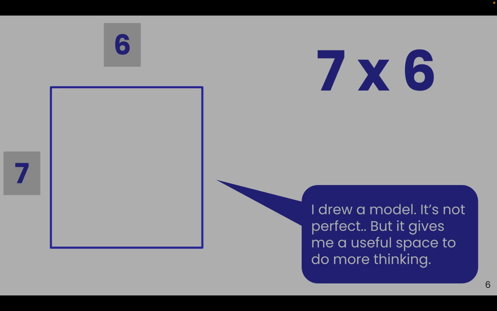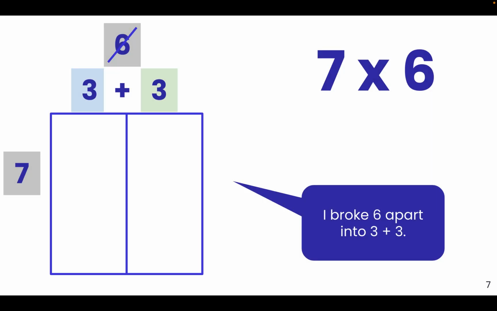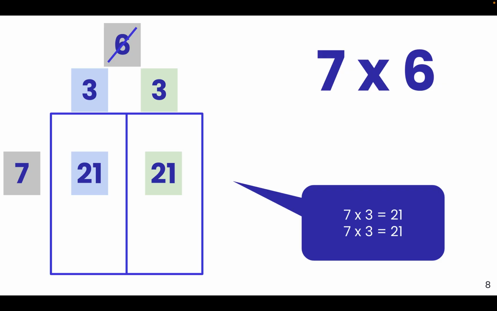Okay, I drew a model. It's not perfect or the right scale, but it does give me a visual to do more thinking. I'm going to choose which factor to break apart. I'm going to break 6 apart into 3 plus 3. 7 groups of 3 is 21. 7 groups of 3 is 21, but I want to know what 7 groups of 6 is.